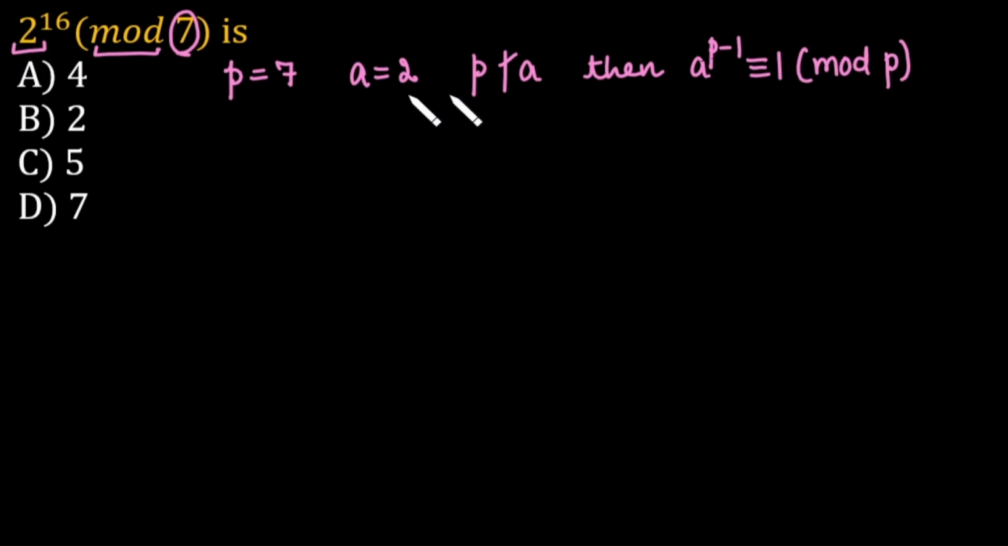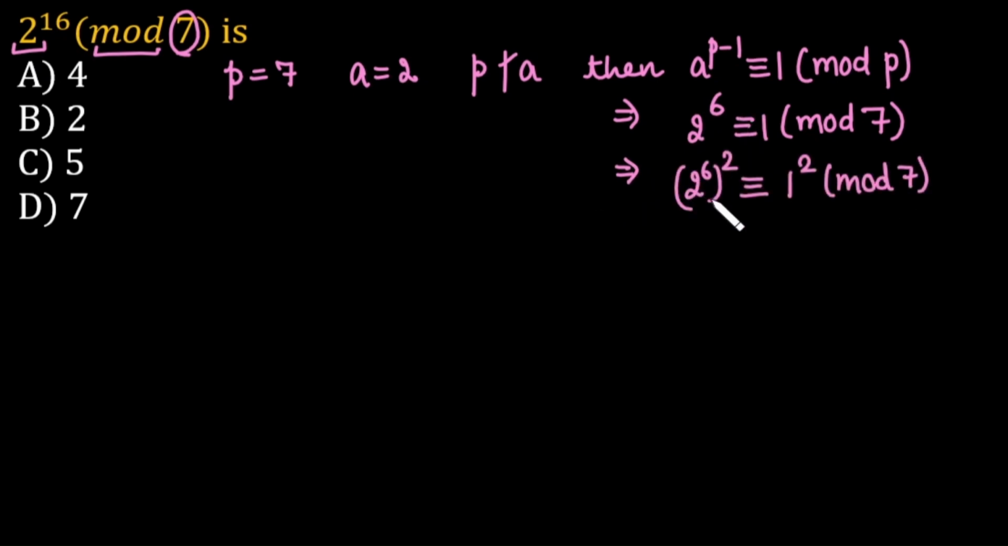So in this case, P is 7. 7 does not divide 2, so we can apply this result. This implies 2 raised to power P minus 1, that is 6, is congruent to 1 mod 7. Now we need the power 16 rather than 6. First we can increase this by taking the power 2 on both sides. On the left side we have 2 raised to power 12. On the right hand side, 1 mod 7.